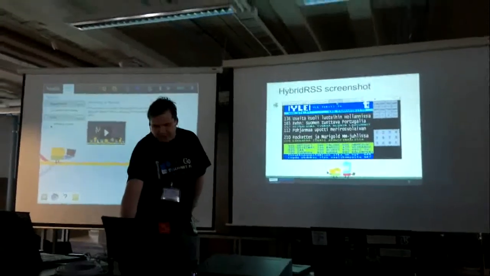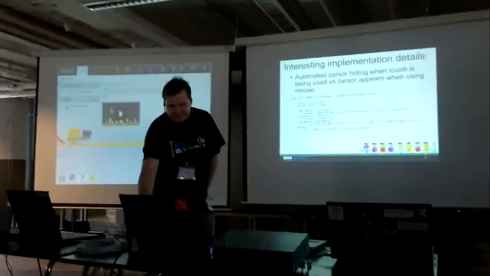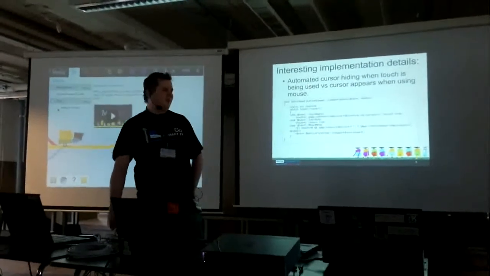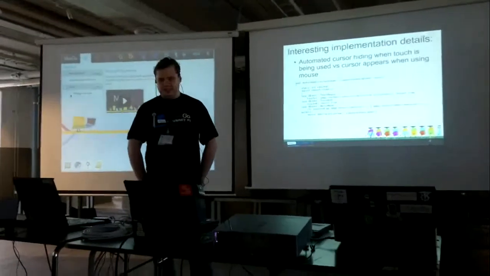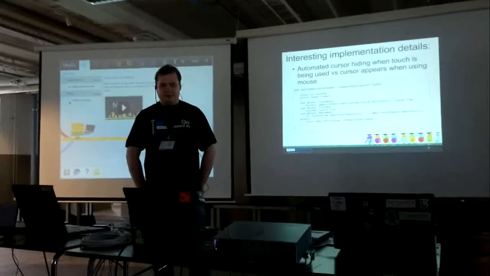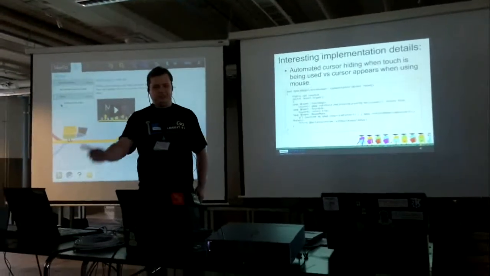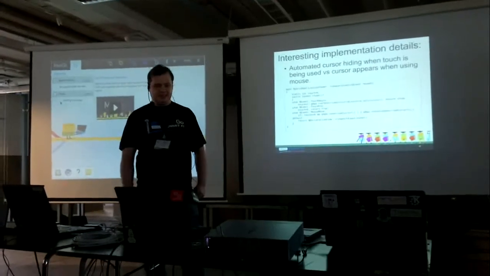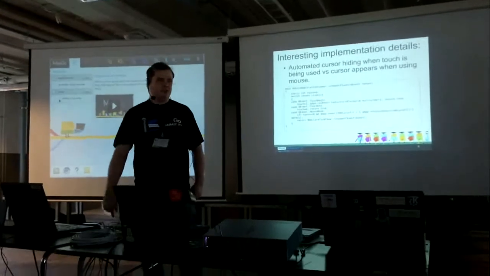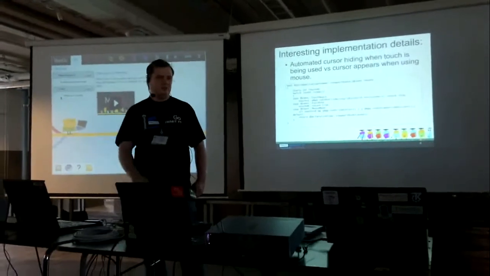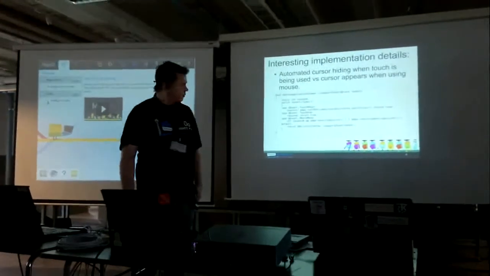As a screenshot, I will be running the live demo later, and some of the interesting implementation details or the problems that I ran into when I was doing this. The cursor was bothering me, so when I used the touch mode, the cursor always appeared there, so I made a little hack in my application viewer, so when you use touch, the cursor is automatically hidden, and when you start moving your mouse, the cursor appears again. And there's a code snippet that I was using.